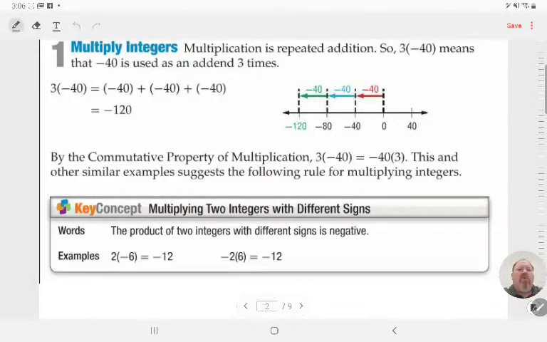And so one thing that we can look at is when you're multiplying two integers with different signs, the answer is going to be negative. So if I have 2 times a negative 6, one positive, one negative, the answer is going to be negative, a negative 12. And if I have negative 2 times 6, we just changed where the negative sign was. One's still negative, one's still positive, so the answer is still negative, a negative 12.